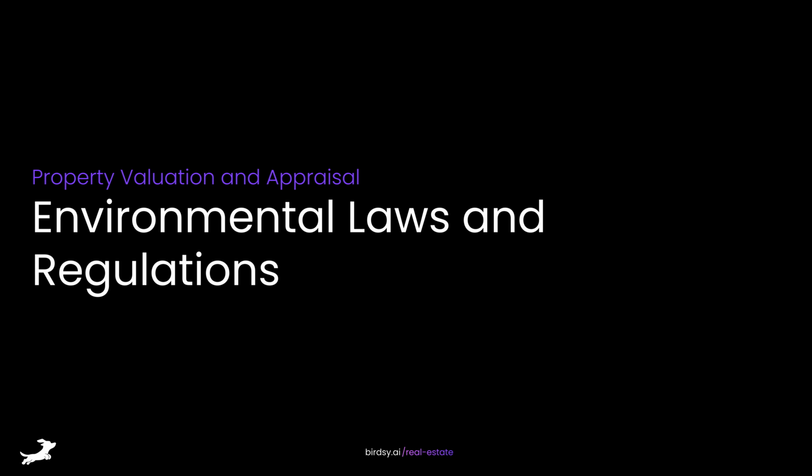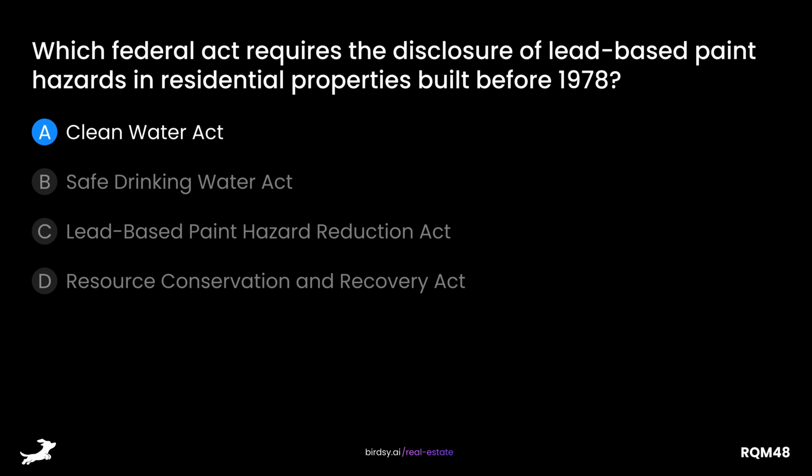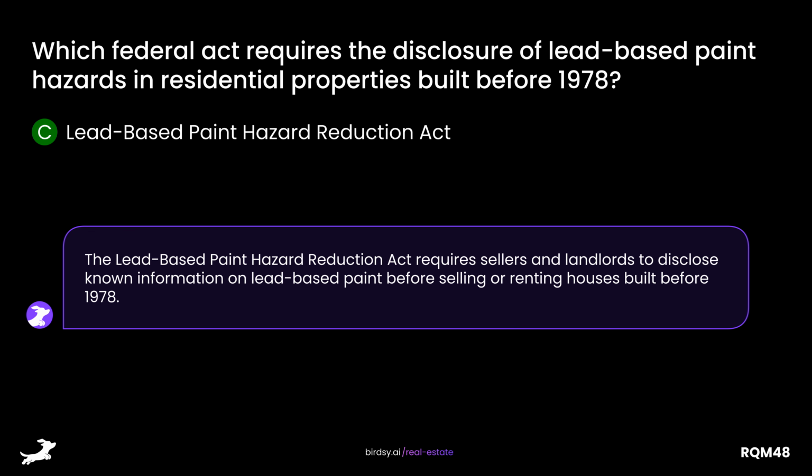Environmental laws and regulations. Which federal act requires the disclosure of lead-based paint hazards in residential properties built before 1978? Is it A, Clean Water Act, B, Safe Drinking Water Act, C, Lead-Based Paint Hazard Reduction Act, or D, Resource Conservation and Recovery Act? The answer is C, Lead-Based Paint Hazard Reduction Act. The Lead-Based Paint Hazard Reduction Act requires sellers and landlords to disclose known information on lead-based paint before selling or renting houses built before 1978.